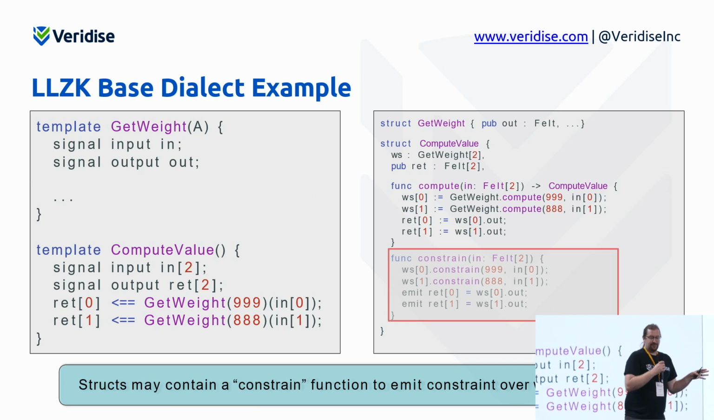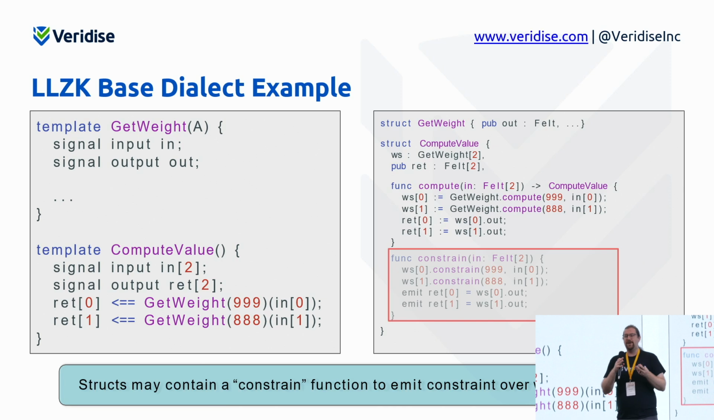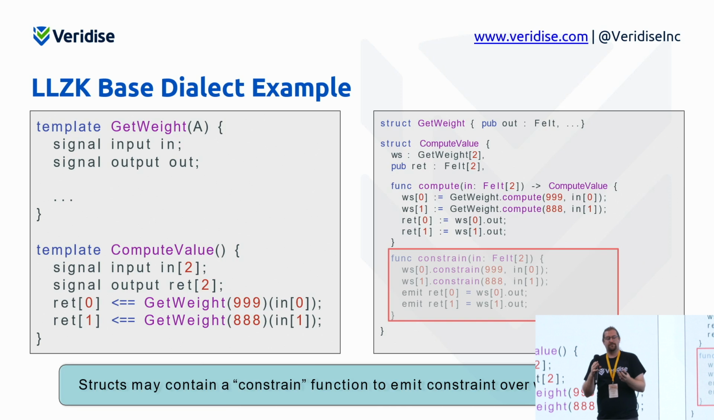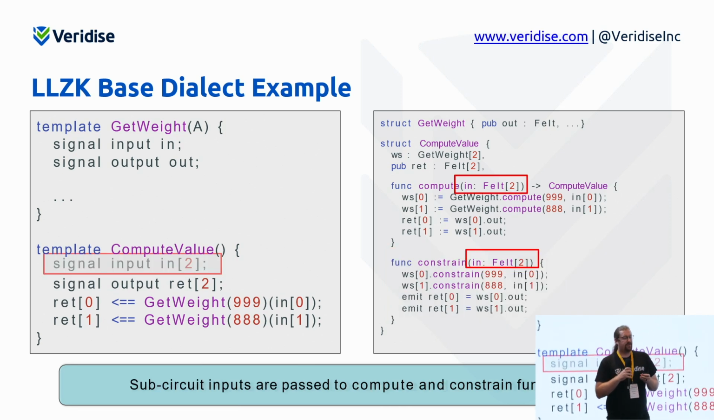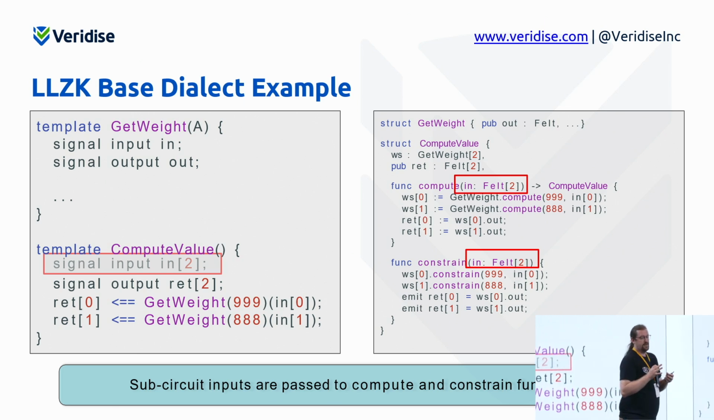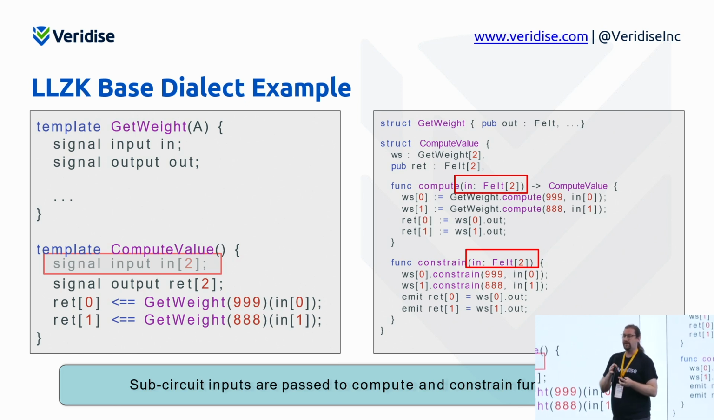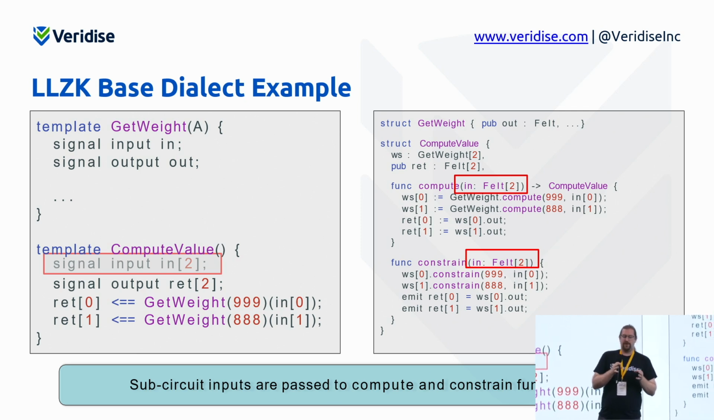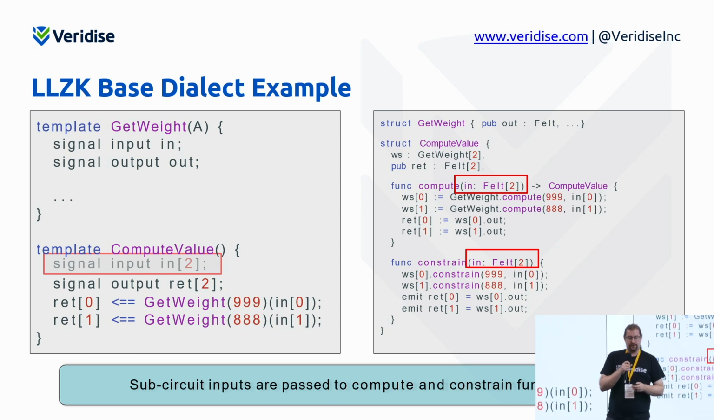And then finally, the last part is the constraint part, which is going to emit constraints, and those constraints are going to be the actual constraints that are included in the circuit itself. So fairly self-explanatory. And finally, the last thing that we have are the inputs. In this IR, the inputs to the subcircuit are inputs to the compute and the constraint function. So there's some coordination that needs to be performed between compute and constraint because they need to have a somewhat specific signature.